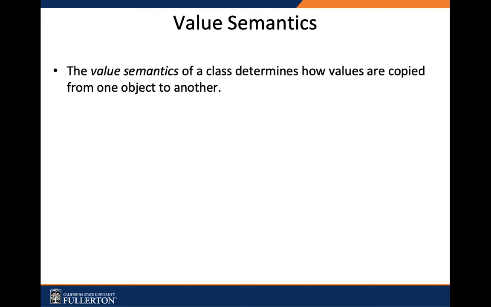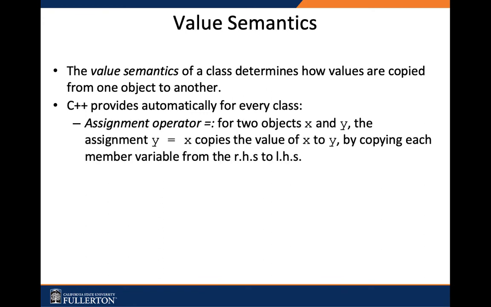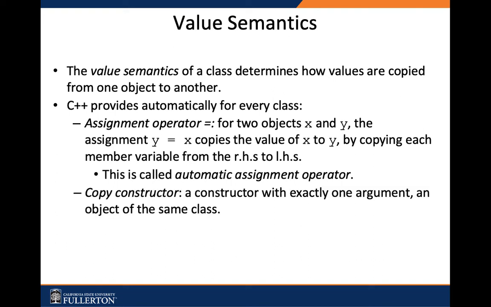The value semantics of a class determine how values are copied from one object to another. C++ provides automatically for every class an assignment operator. Given two objects x and y, the assignment y = x copies the data members of x to y by copying each member variable from the right-hand side to the left-hand side. This is called the automatic assignment operator.